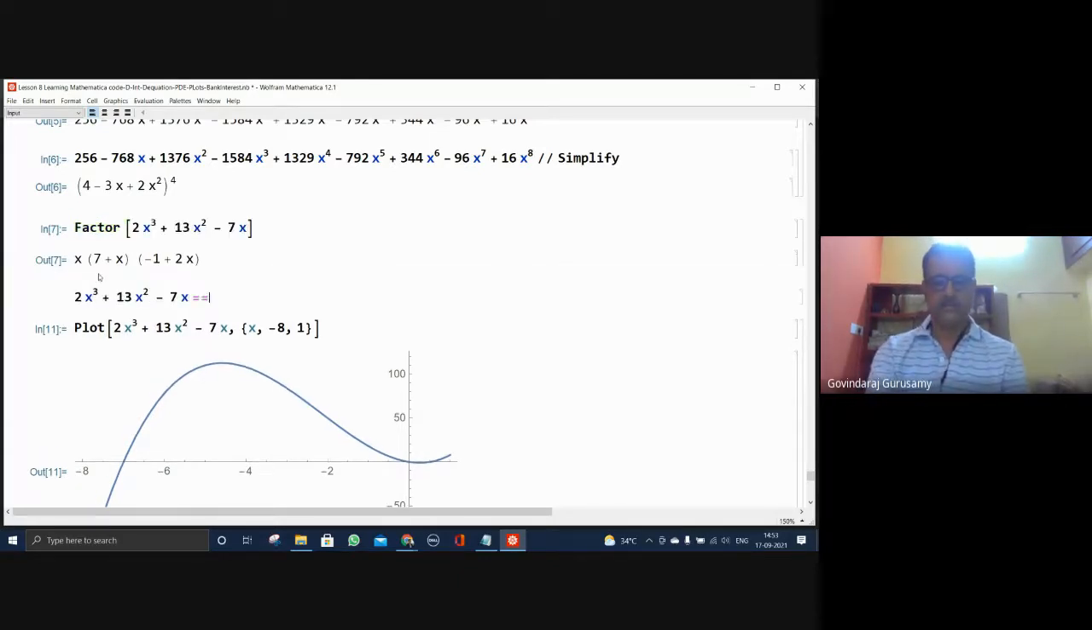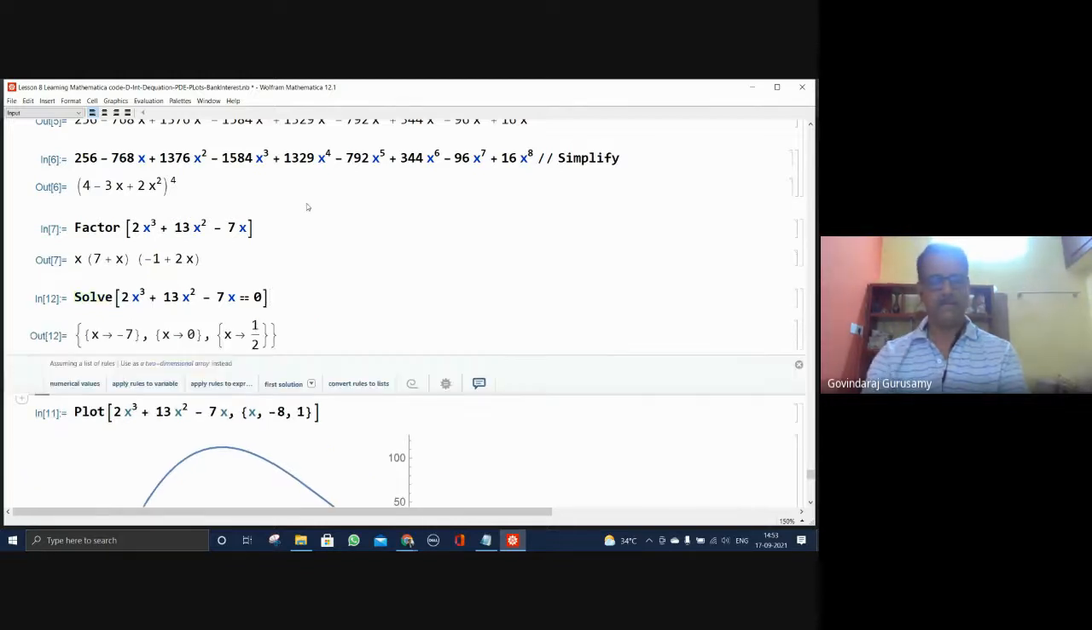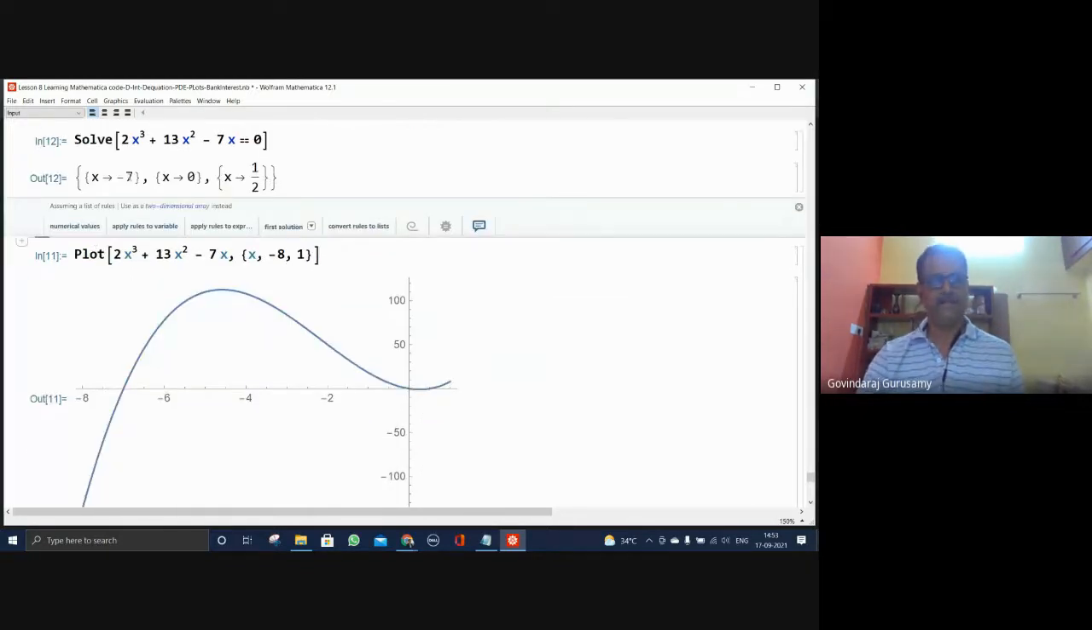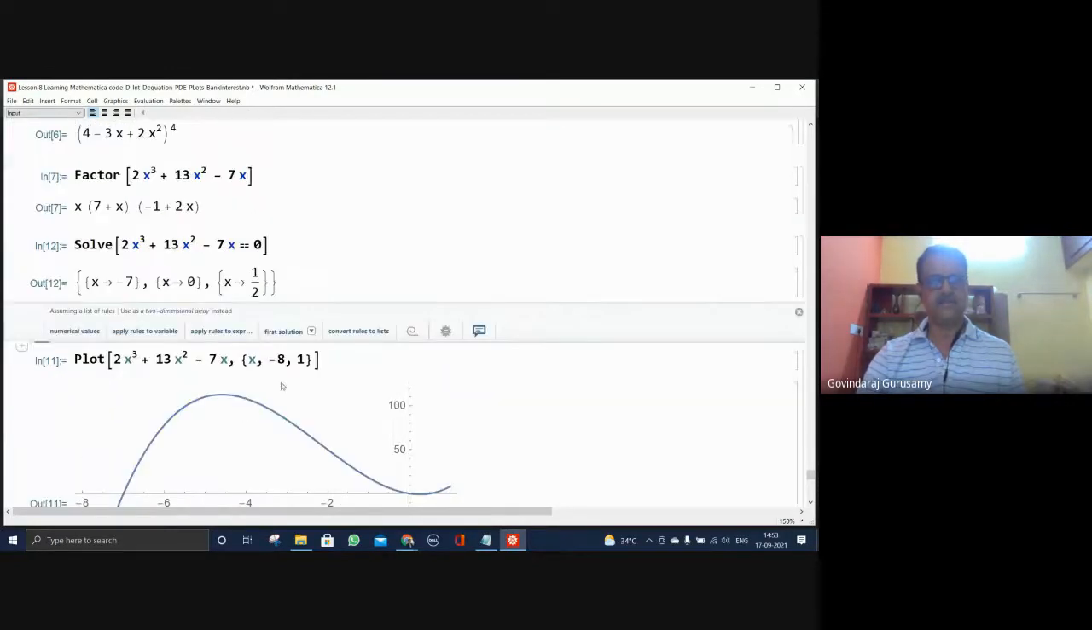I'll make it this way. What are the places it goes to 0? I'm looking for solve. Well, let's see what's happening. So you see, factoring is one way to look at results. Solve it and plot it also and see that we are able to get all the information.